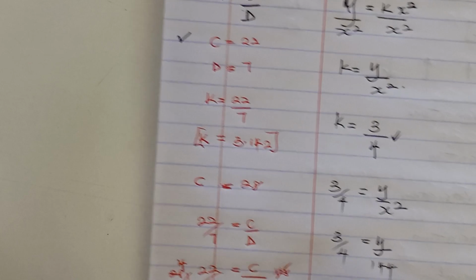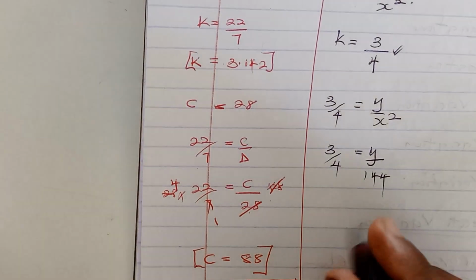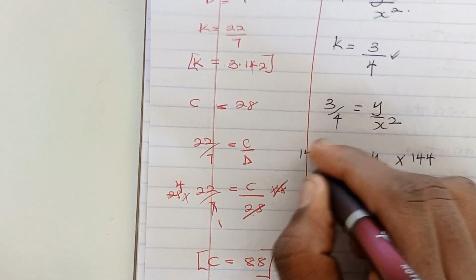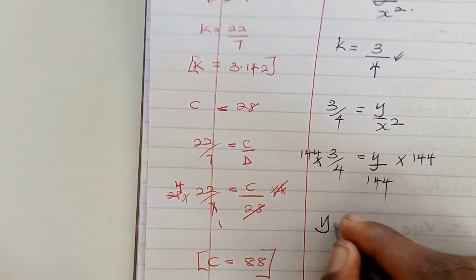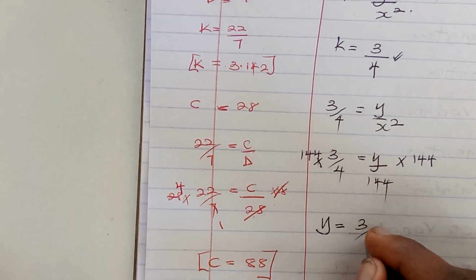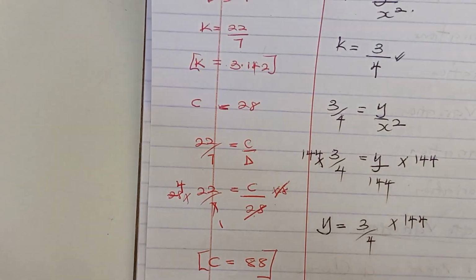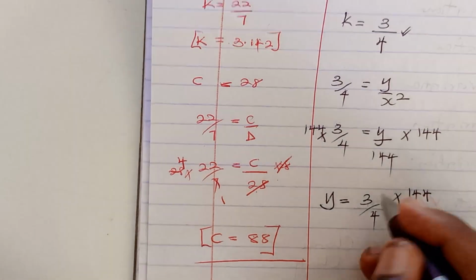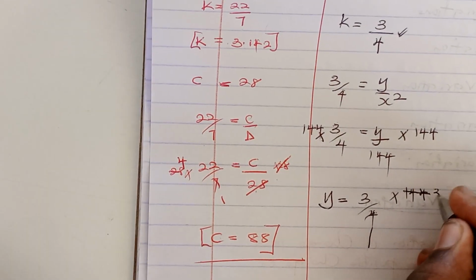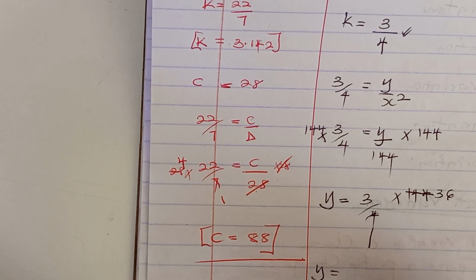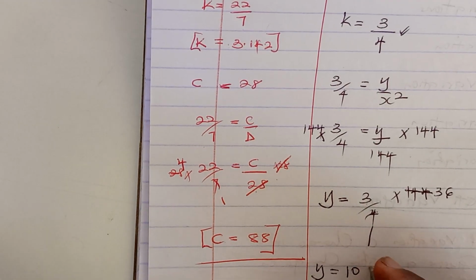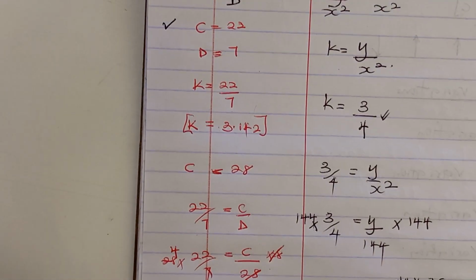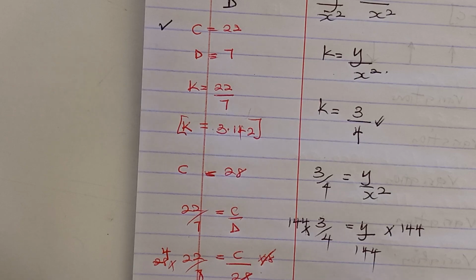So in this context now, students, I'm going to get the value of Y as I multiply by 144 on both sides. So Y is equal to 3 over 4 multiplied by 144. By 4 there, you get 36. So Y is given by 36 times 3, which is equal to 108. So I hope we are together and we are conversant with how we go about direct variation.